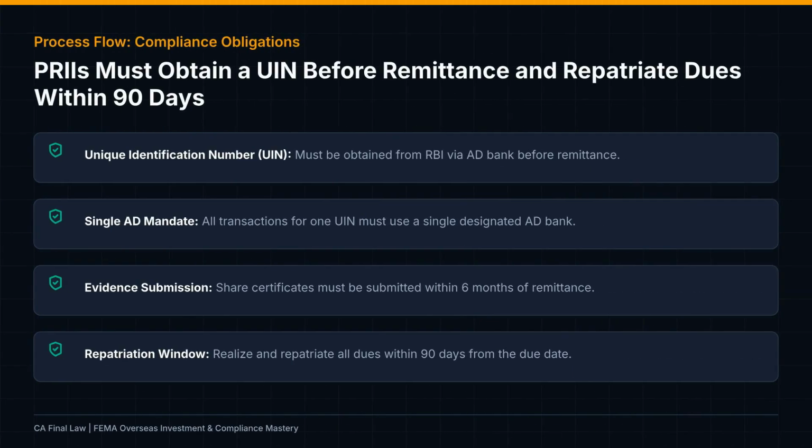Once an overseas investment is made, compliance responsibilities immediately begin. Before remittance, the investor must obtain a unique identification number through the designated authorized dealer bank. All transactions linked to that investment must thereafter be routed through the same AD bank. Evidence of investment, such as share certificates, must generally be submitted within 6 months. FEMA also requires realization and repatriation of all dues, including dividends, sale proceeds, and liquidation proceeds, within 90 days from the date they become due. These timelines are highly important for exam purposes.